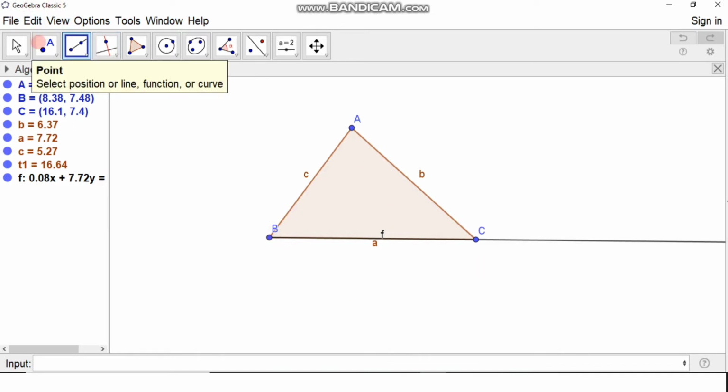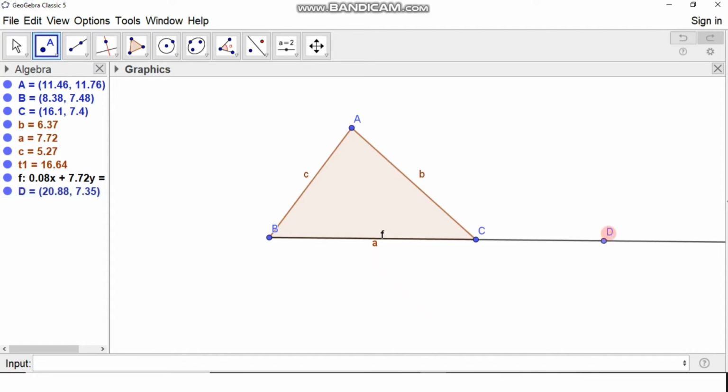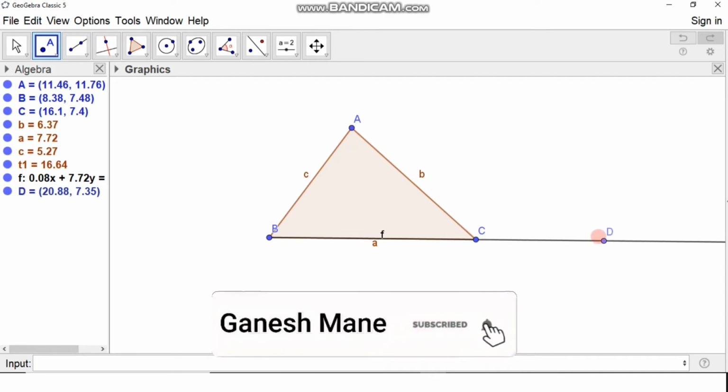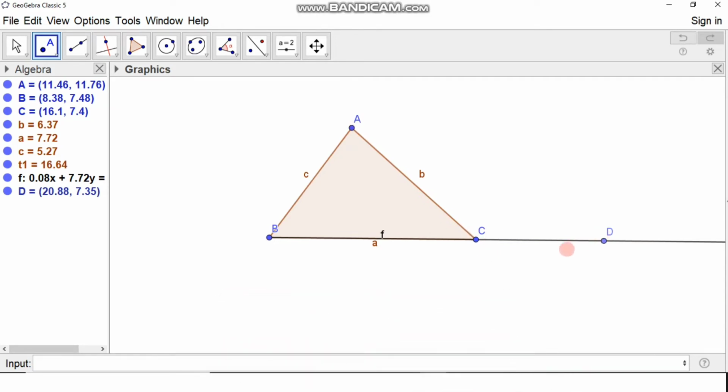So by doing this, if we take another point on this ray, let us consider that point as D. So here angle ACD is an exterior angle of triangle ABC. Its remote interior angles are angle A and angle B. That is, angle BAC and angle ABC are remote interior angles of exterior angle ACD. Now we have to verify that the measure of angle ACD is equal to the sum of these two angles.